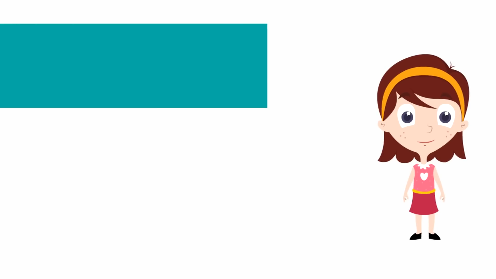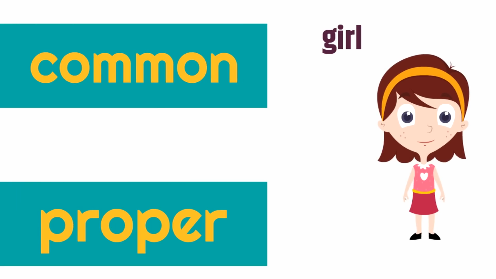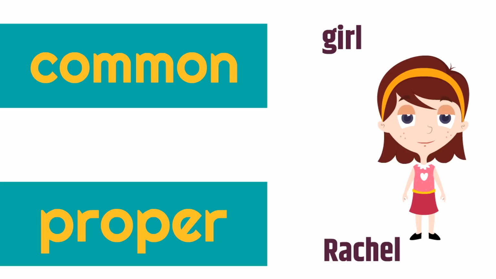Here's another example. Here is a girl. A girl. And girl would be the common noun because a common noun is a type of person, place, or thing. But this girl's name is Rachel. Rachel would be the proper noun because it's a specific person, place, or thing. So the common noun is girl. The proper noun is Rachel.